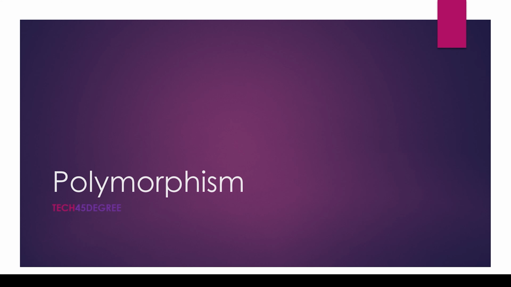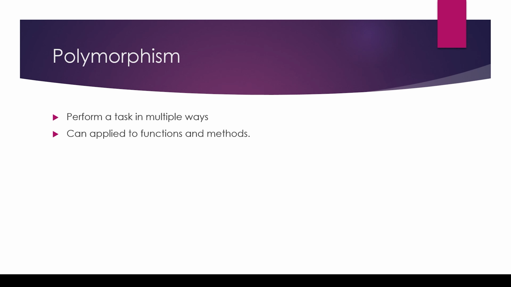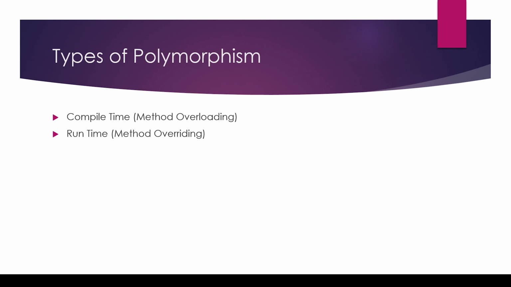In this video, we will talk about polymorphism. Polymorphism means to perform a task in multiple ways, and that can be applied to functions and methods. We have different types of polymorphism, and that is method overloading and method overriding. We will discuss each of them in a coding example. So let's go to our IDE and have some coding examples.